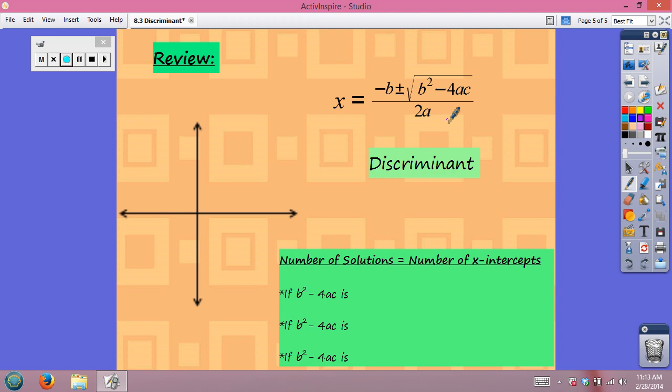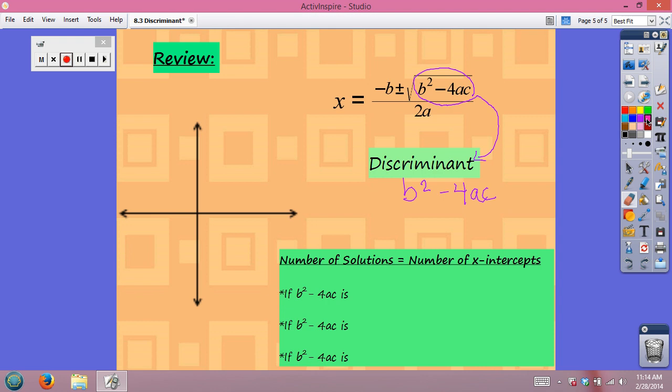Alright, that will be all for the lesson. Just going to do a quick review. Remember, our quadratic formula is up here. x equals negative b plus or minus the square root of b squared minus 4ac, all over 2a. The discriminant is what is underneath the radical in our quadratic formula. So the discriminant is b squared minus 4ac. Okay, and the last thing we want to just quickly go over is the number of solutions or the number of x-intercepts.